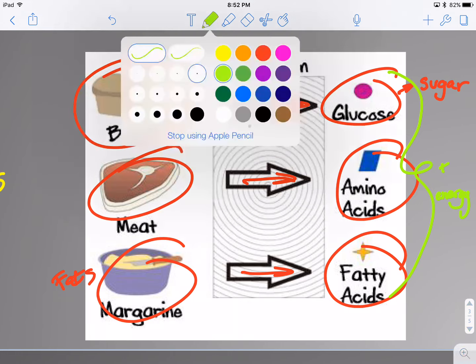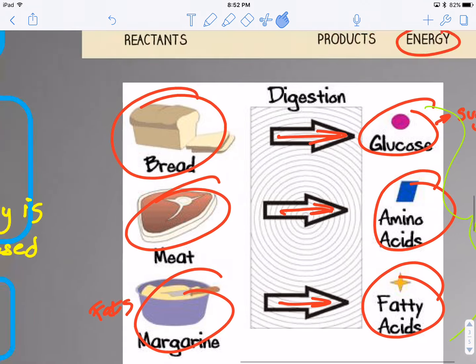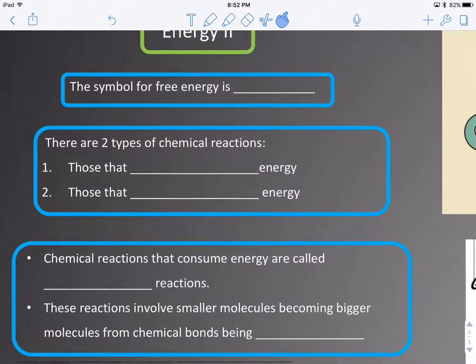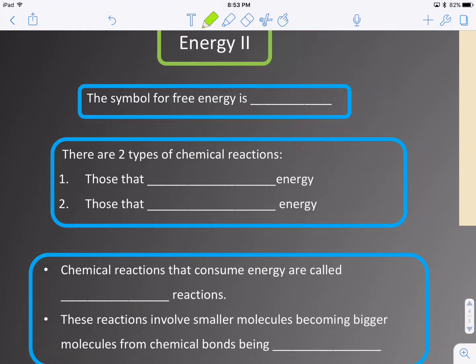I'm going to try and write that even smaller for you guys, because I know that's not the most clear thing. Plus energy. You're getting each of these molecules and you're getting energy out of this, and that's the important part to remember. Now again, I want you guys to write this twice just because it's so important. The symbol of free energy, you guys should all be writing this before I even say it. Remember, it's delta G. And we have the reactions that release energy and those that consume it.